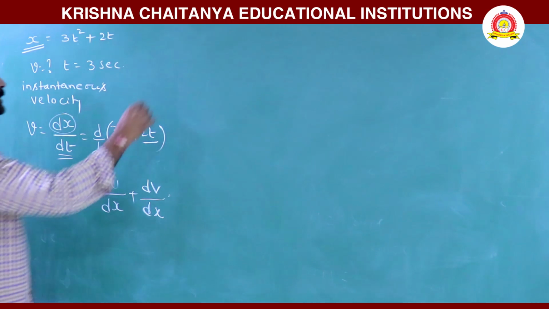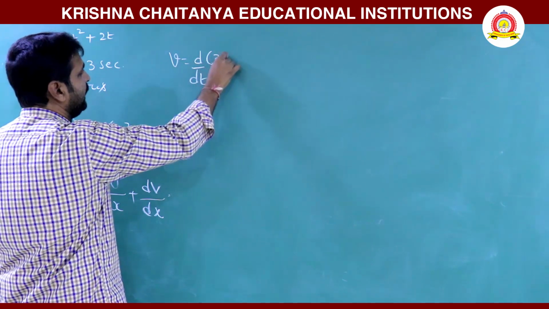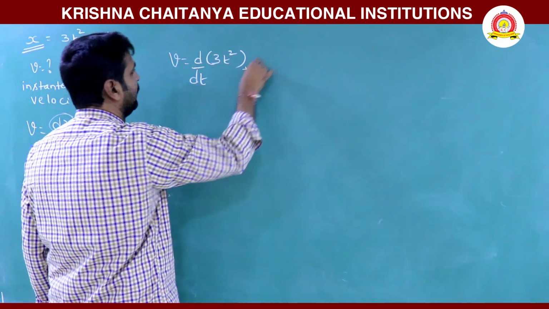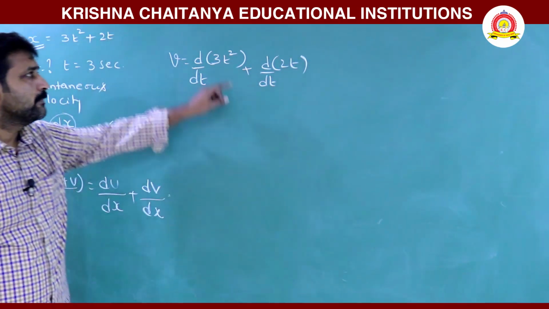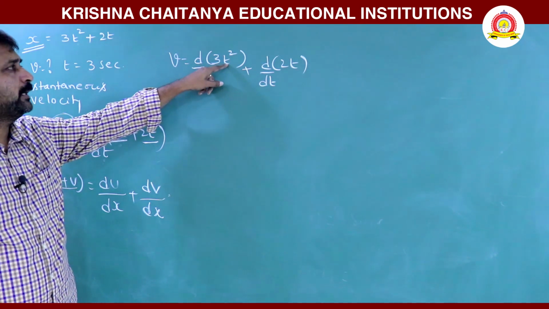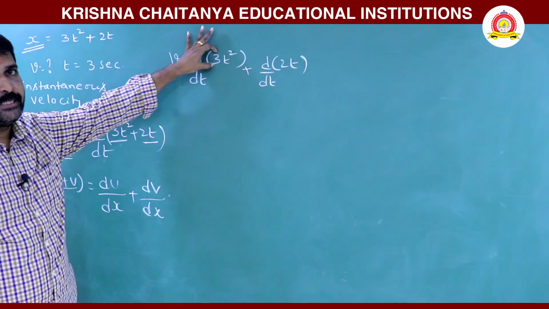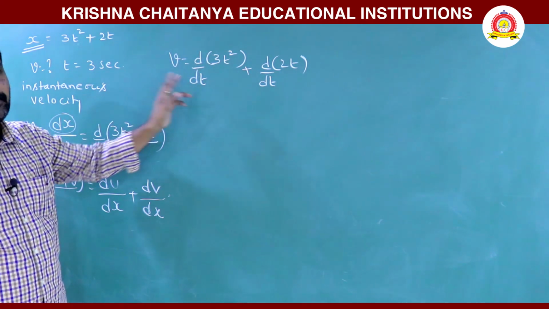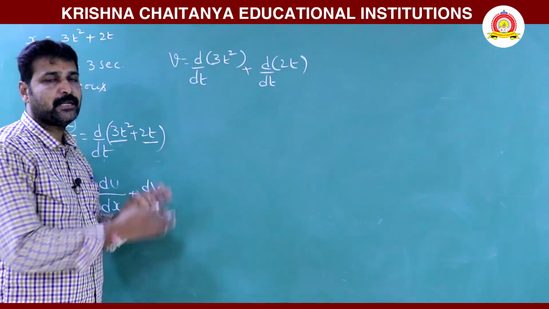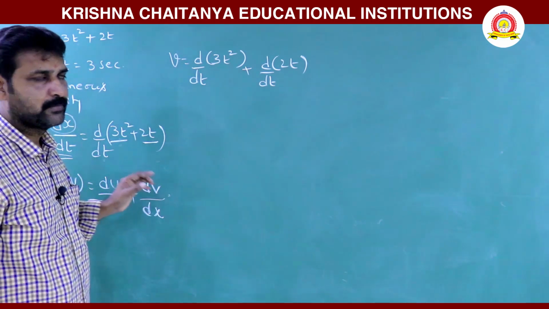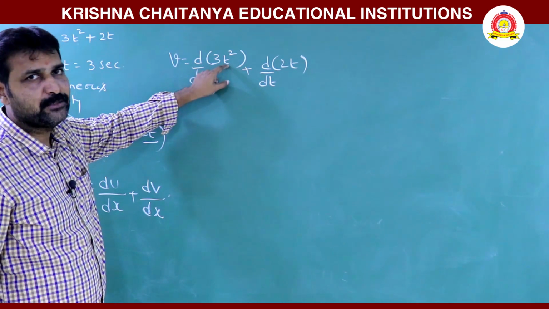Then how to do it? v is equal to d by dt of 3t squared plus d by dt of 2t. Now here the variable is t squared and it is multiplied with 3. Since 3 is a constant, it does not change with time, but you don't write 0 here for the 3. Why? Because here the constant alone is not given. This constant number 3 is multiplied with t squared.